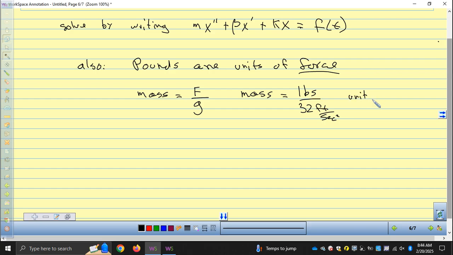What? It's a slug. So instead of a Newton, we're talking about slugs.